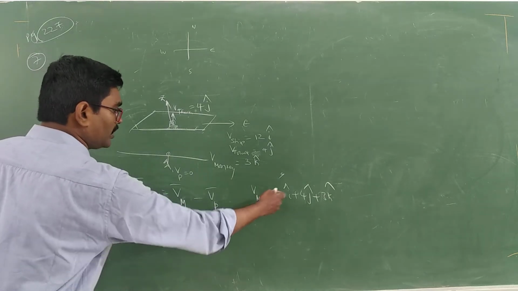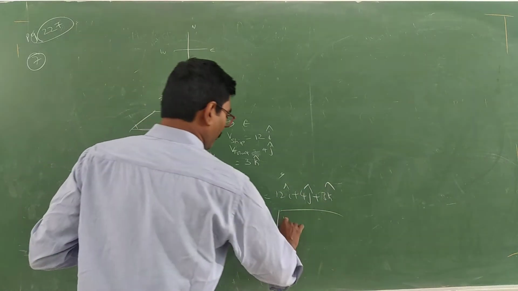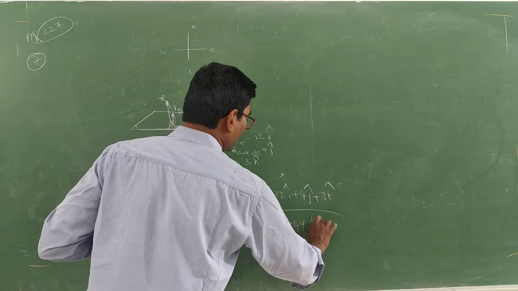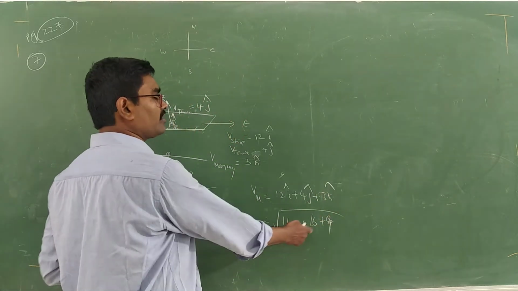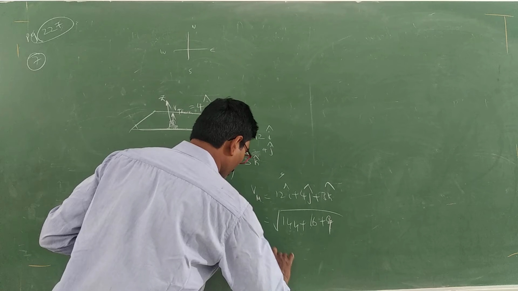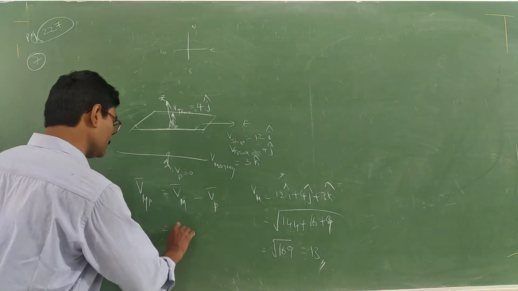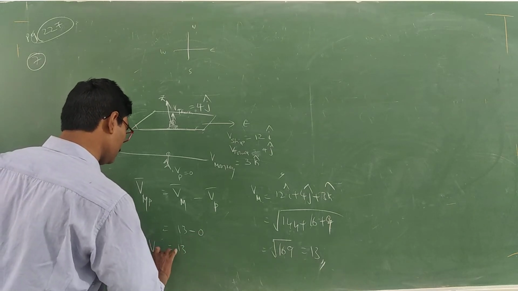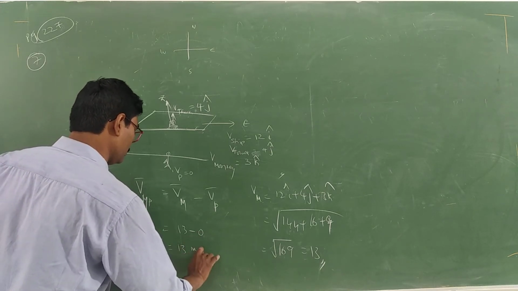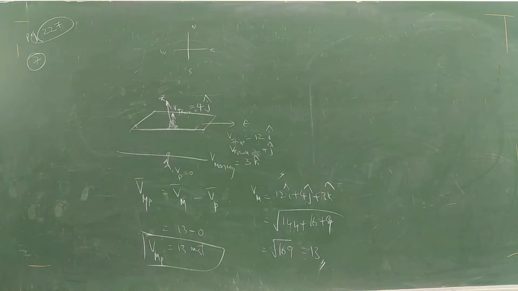Now, what is the magnitude of this? 144 plus 16 plus 9. 16 plus 9 is 25. 25 plus 144 is 169. Under root 169, nothing but 13. So 13 minus 0. That's the answer.